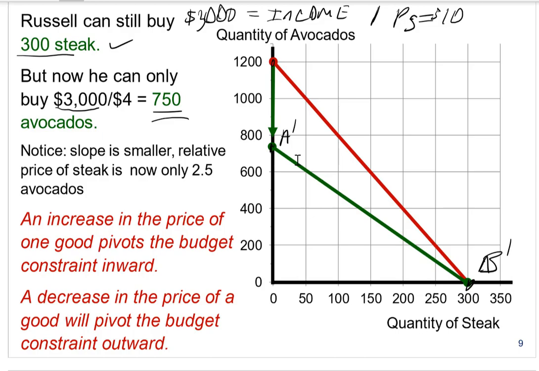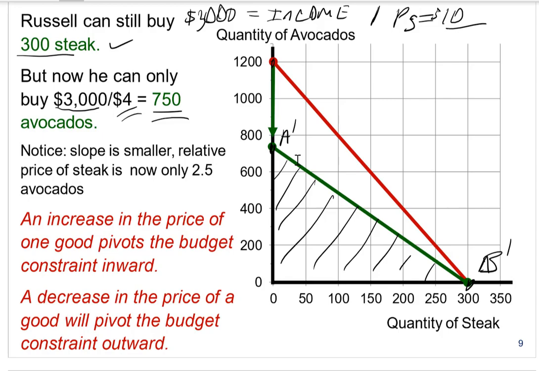So point B is not going to change. We don't move it because the price of steak didn't change, but the price of avocados changed, and in fact this is an increase. So the price of avocados increased. As a result, now Russell can afford fewer avocados only, given the change in the price of avocados. Now notice again, there is a shrinking in the area here. So the budget or opportunity set has declined for Russell.